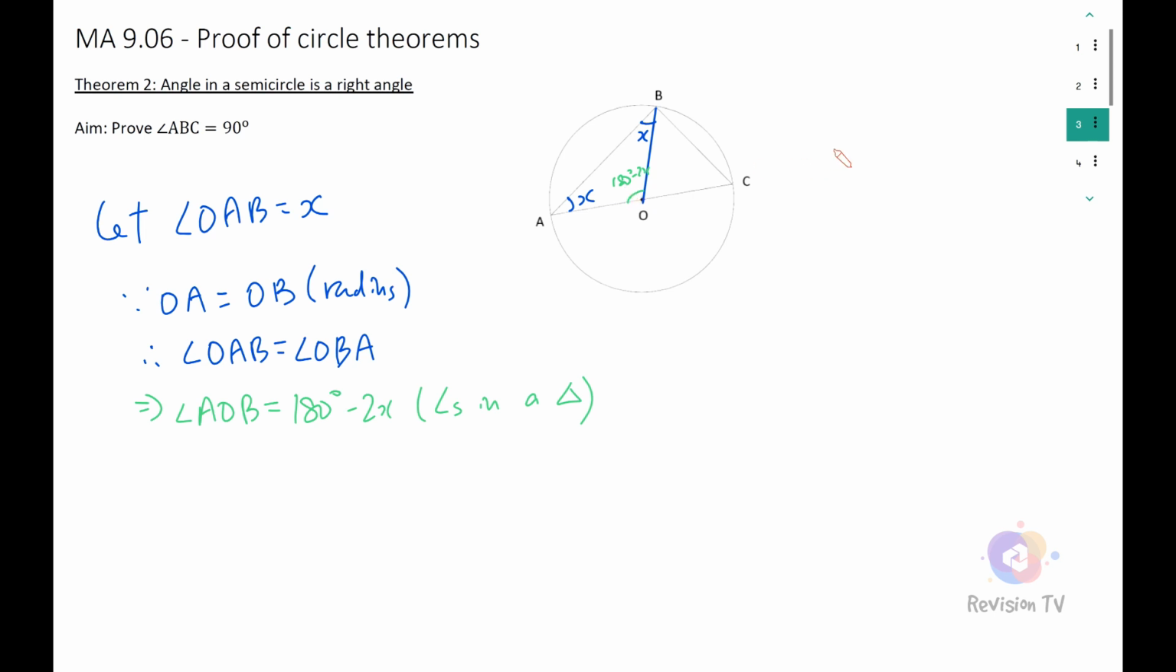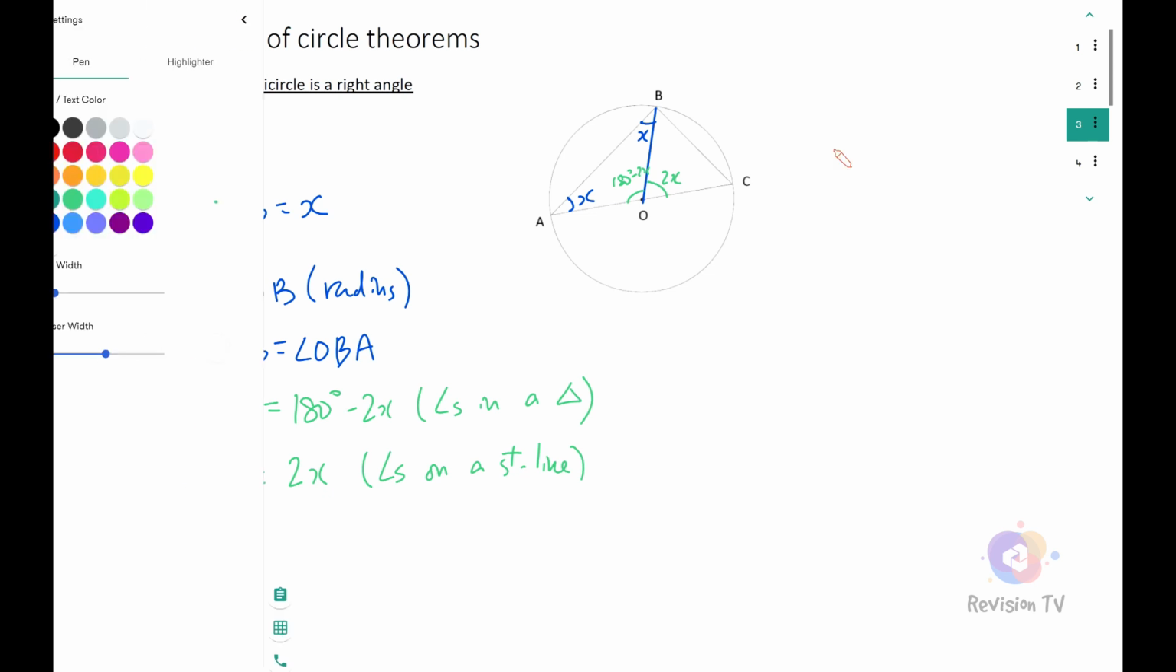Now we know angles on a straight line add up to 180 degrees. So therefore, the angle BOC must be 2x, because angles on a straight line are 180 degrees. So 180 degrees minus 2x plus something is 180 degrees. That angle must be 2x, because if we add these two up, that will be 180 degrees. Right, so we know that's 2x.